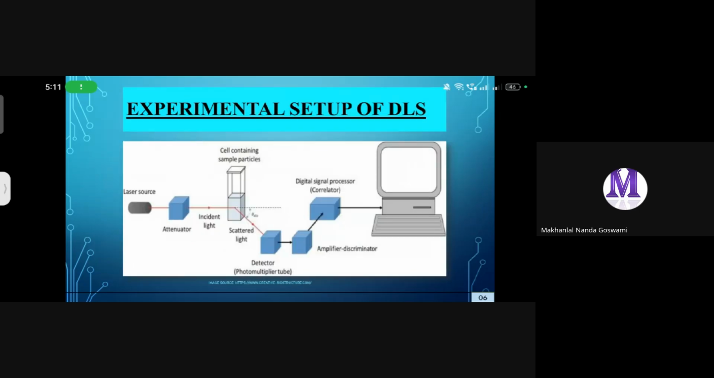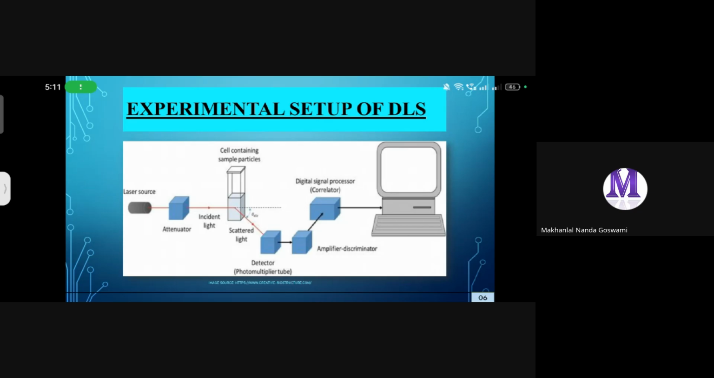Here comes the experimental setup of DLS. You can see in the figure, at the beginning of the setup, we have a laser source. This laser emits a monochromatic light beam which is directed towards an attenuator. The purpose of the attenuator is to control the intensity of the laser light to prevent excessive power from damaging the sensitive components or causing measurement errors.